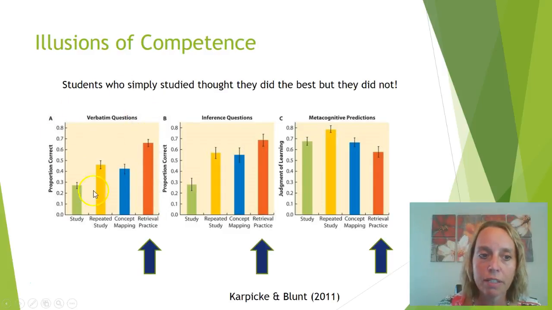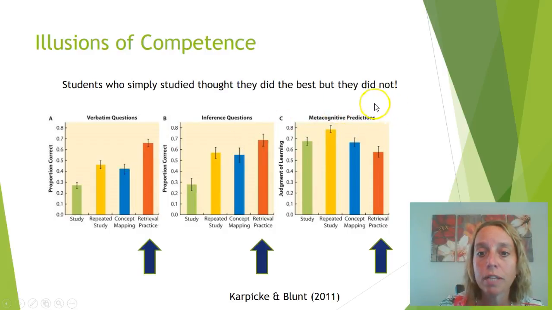This first box here, the verbatim questions, and the second box, the inference questions, all had to do with how well they did on a test. And you can see that the students who did the testing, as a study strategy, did the best. And the students who just studied a little bit or repeated their studying did not do as well as those who engaged in the testing effect.